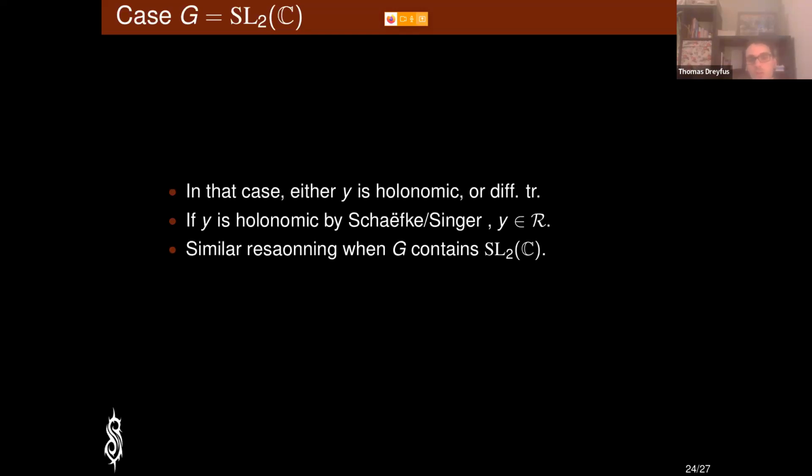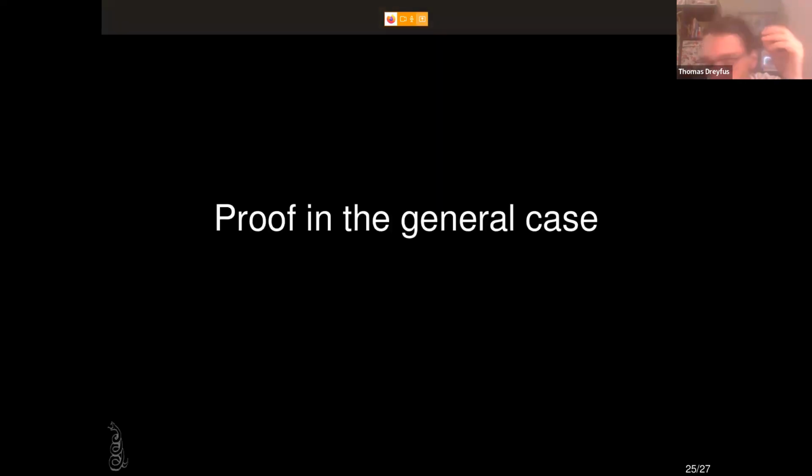And when J contains SLN, it's a little more tricky. You have to make something to go back to the case SL2, but that's not so complicated, and I want to advance, so consider that it's okay. And so with the last minutes that I have, if I'm right I have 5 minutes, so it should be okay. Let me give some sketch of the proof in the general case.